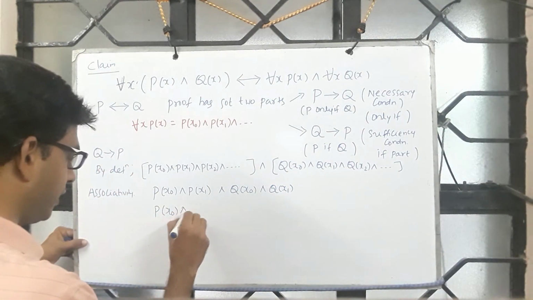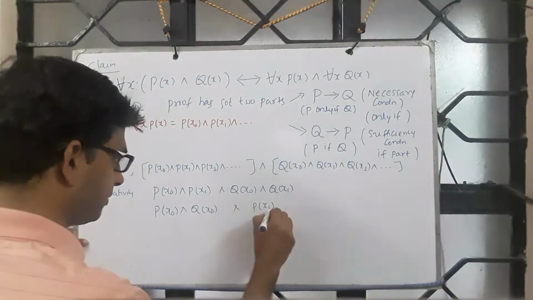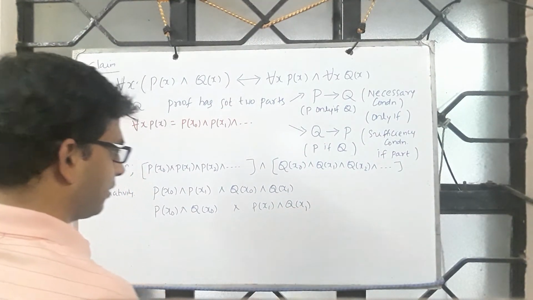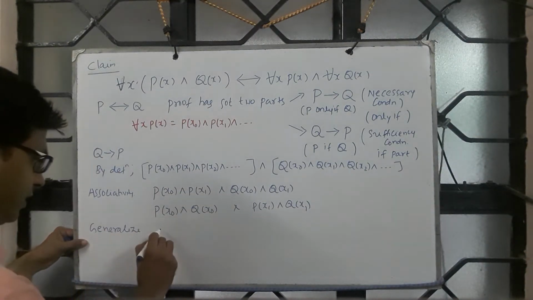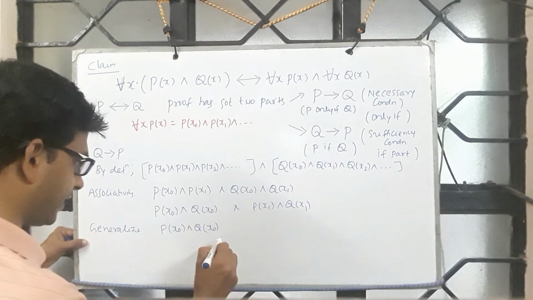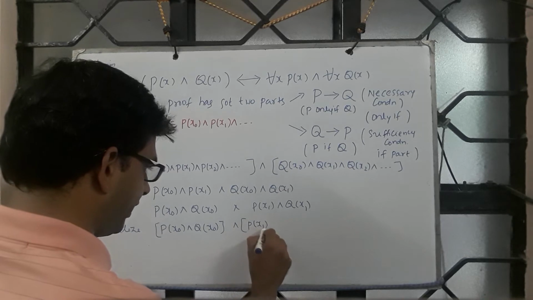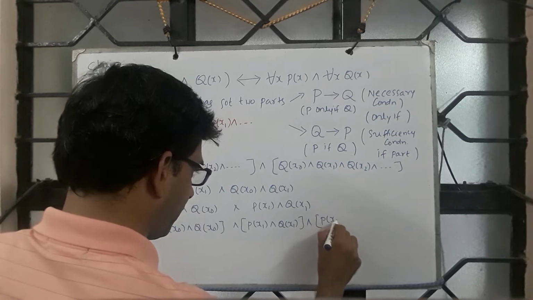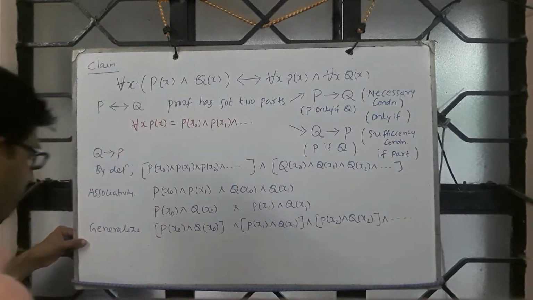Then bring all x naught terms together, and x1 terms together, and x2 terms together. Now you generalize this. So if you generalize this, this becomes p of x naught, q of x naught, and p of x1, q of x1, p of x2, and q of x2, and so on.